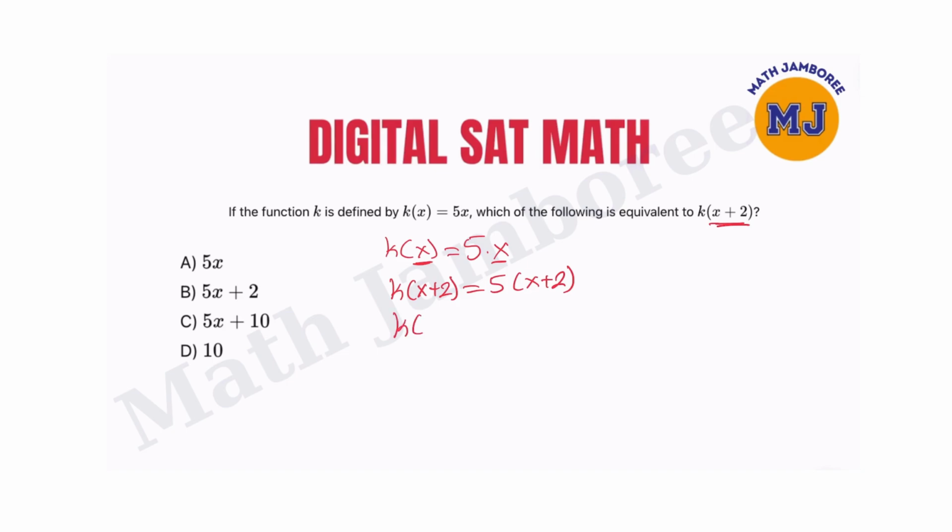To find the value of k of x plus 2, we will go ahead and distribute this 5 into the parentheses. So let's do that. 5 times x is 5x, plus 5 times 2 is 10. So we just found that the value of k of x plus 2 is 5x plus 10. If you pay attention, that is choice C for this question.